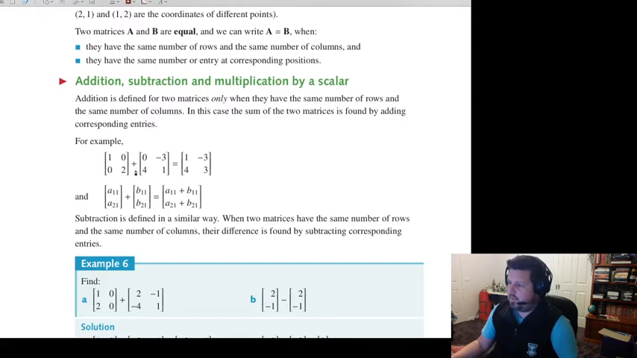Here, 0 plus this one here, which is the 4. What's 0 plus 4? Yes, that's 4. You write it in the new matrix here. 2 plus the equivalent position of the second matrix, which is here, the 1. 2 plus 1, yes, it's 3. You write it in there.